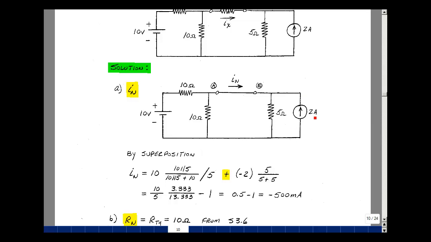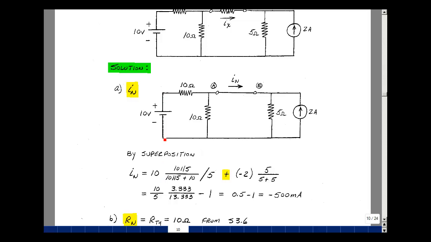If I were to set this source equal to 0 as an open circuit, I have 10 in parallel with 5, and if I knew the voltage across that parallel combination, I could divide it by 5 to get the current due to the first source. 10 in parallel with 5, voltage divides with 10, times 10, then divide by the 5 ohms.